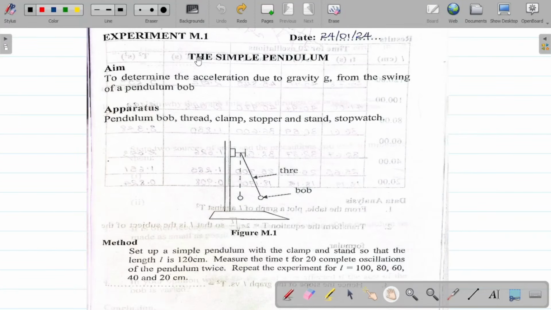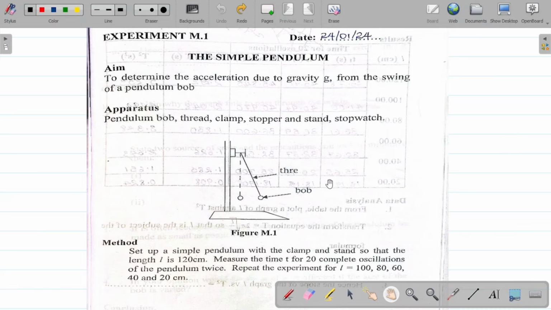For today's class, we'll be looking at the solution of the physics practical manual, and we'll be looking at experiment M1. For experiment M1, we have the simple pendulum experiment, and the aim of this experiment is to determine the acceleration due to gravity g from the swing of a pendulum bulb. So the idea is this: we would use the swing of a pendulum bulb to determine the value of g, and g, as we know it, is acceleration due to gravity.